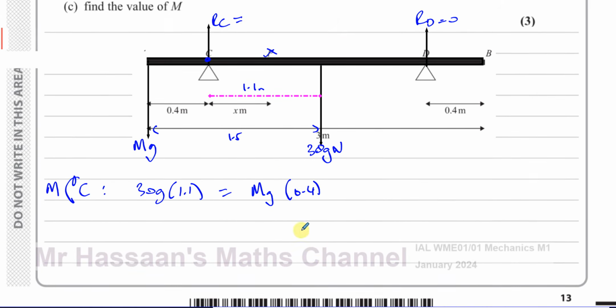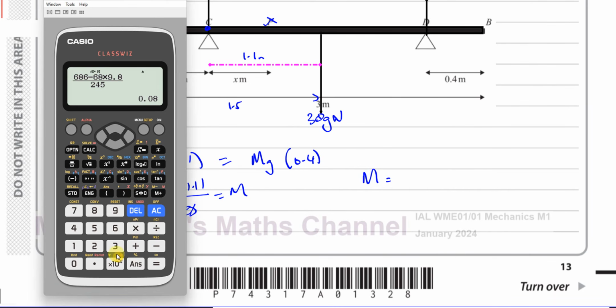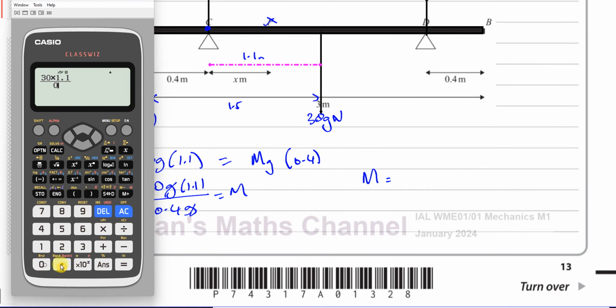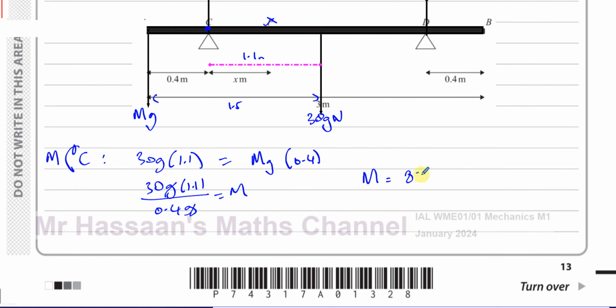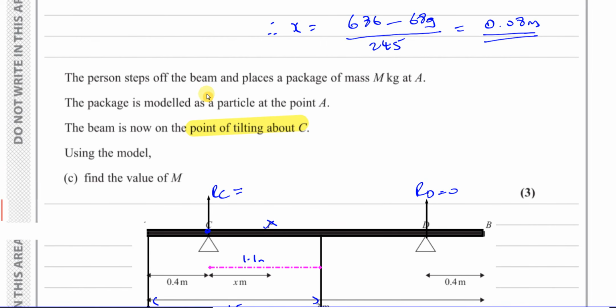So the only thing we don't know here is m. So we have 30g times 1.1 over 0.4g. The g's will cancel out. So we can say that m is equal to 30 times 1.1 divided by 0.4. And that gives us 82.5 kilograms. 82.5 kilograms is the mass of the object placed on the end of the beam, which was A. All right, so that's the answer to this question.